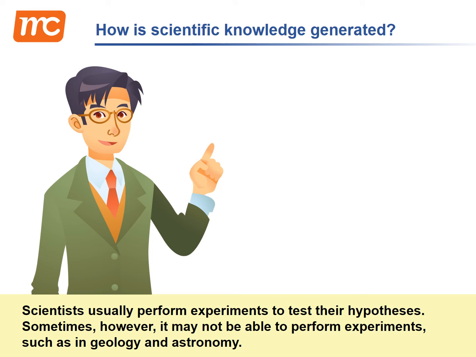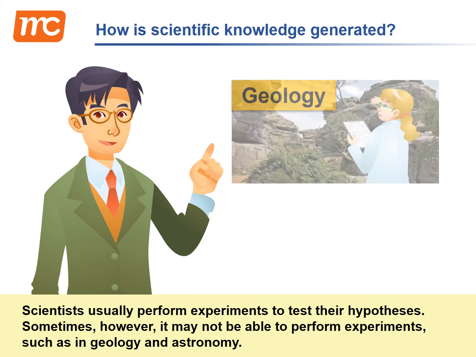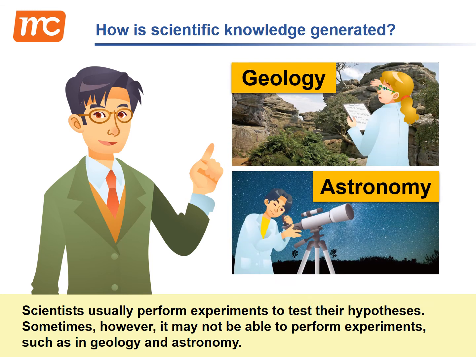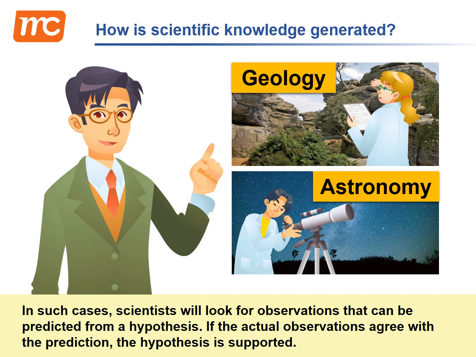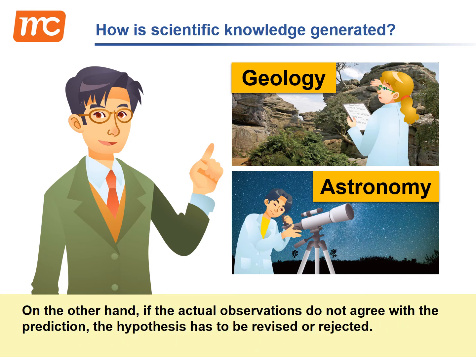Scientists usually perform experiments to test their hypotheses. Sometimes, however, it may not be possible to perform experiments, such as in geology and astronomy. In such cases, scientists will look for observations that can be predicted from a hypothesis. If the actual observations agree with the prediction, the hypothesis is supported. On the other hand, if the actual observations do not agree with the prediction, the hypothesis has to be revised or rejected.